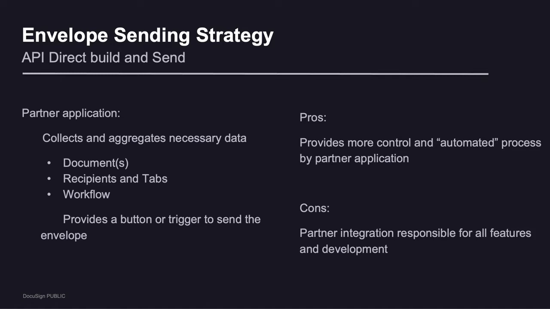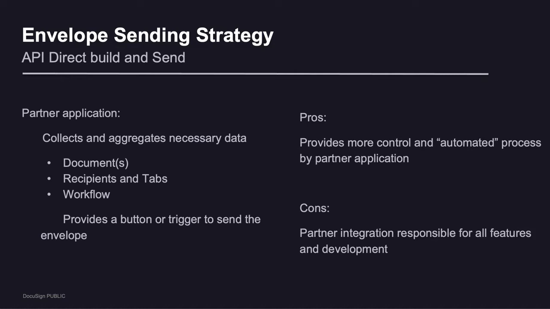Meaning everything's built in the partner application. It's collecting and aggregating the necessary data, the documents, the recipient, and tabs, and the workflow. What signing order, who's doing what, what recipient type is it? You're going to build everything in your application and then pass that into the API call. And then most likely you're going to provide a button or a trigger to send that, right? So it's all built out, ready to go.